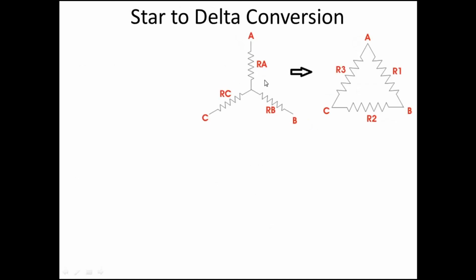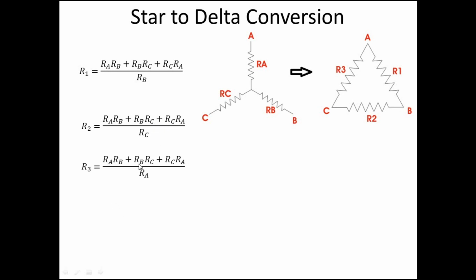Here it will be in star connection initially, so we have to find the equivalent delta connection. That means we have to find R1, R2, R3 in terms of RA, RB and RC. R1 is equal to RA RB plus RB RC plus RC RA divided by RB. R2 equals RA RB plus RB RC plus RC RA divided by RC. And R3 equals RA RB plus RB RC plus RC RA divided by RA. By these equations, we can easily find R1, R2, R3 and draw it as a delta connection.